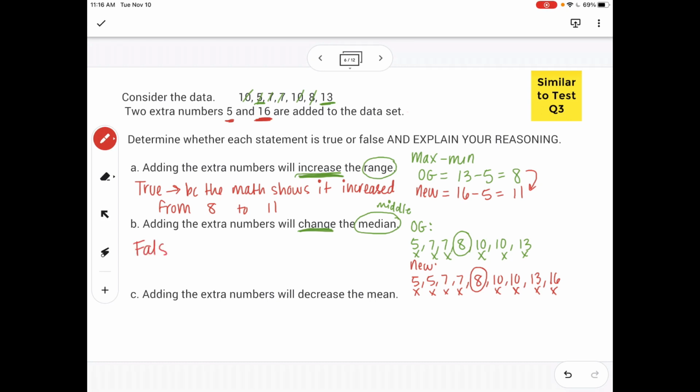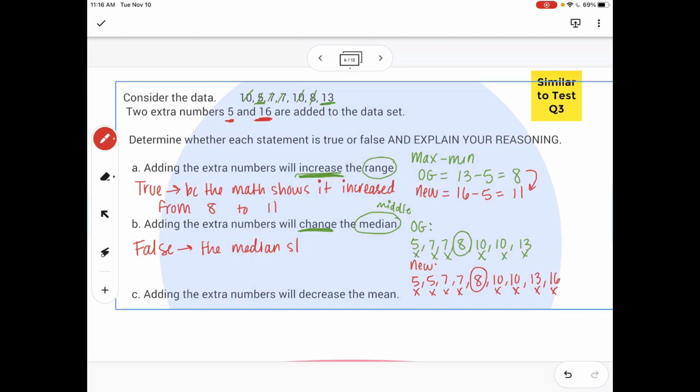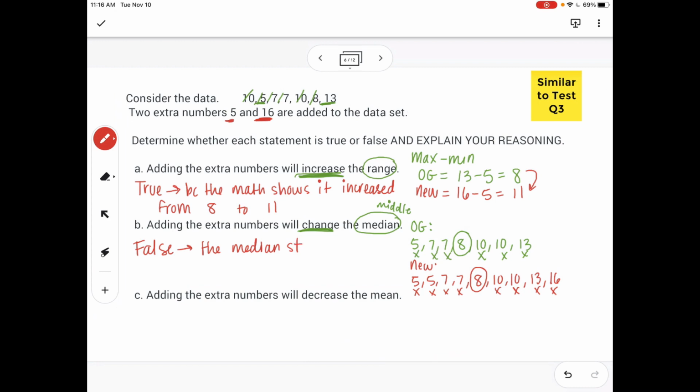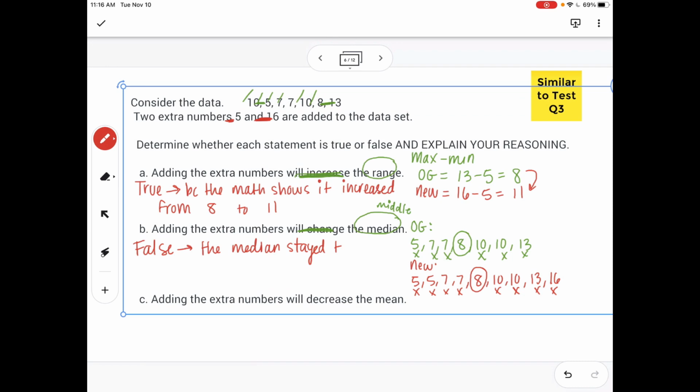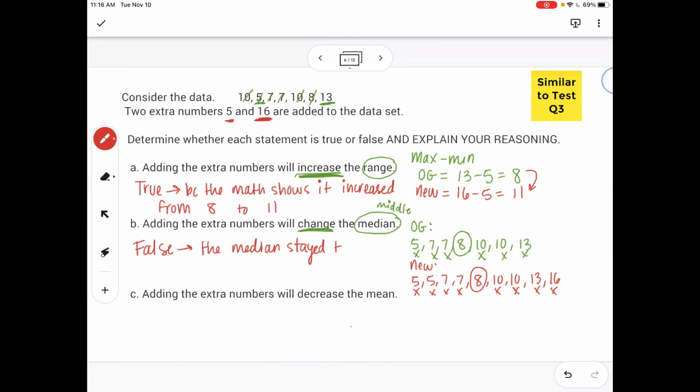So we're going to say false. The median stayed the same. Stayed the same.